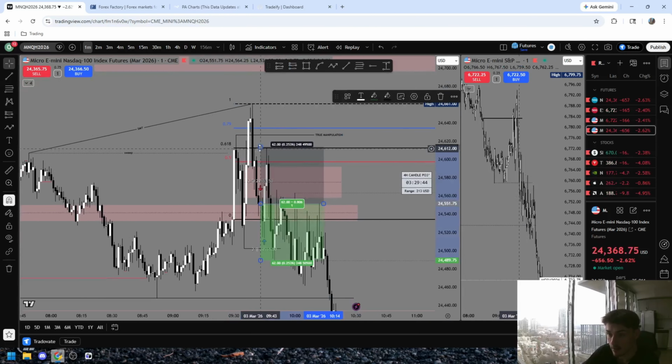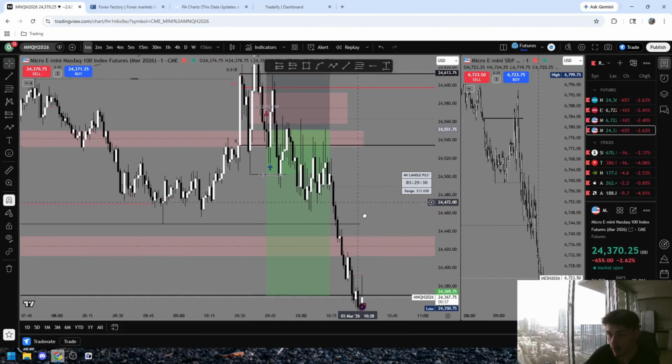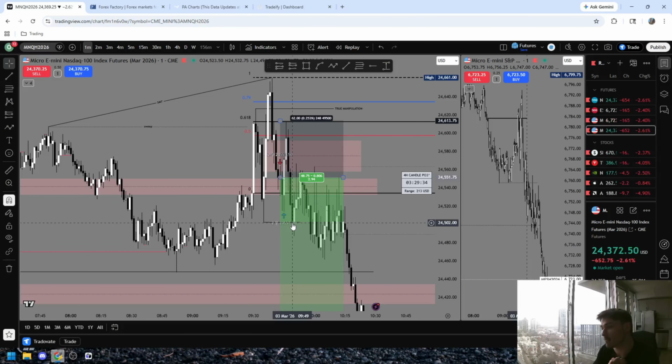Entry was right here. Stop loss was at this 1 minute because I expected this to be a breakaway gap, and it ended up running. But it is all good. That's going to be it for this trade recap.